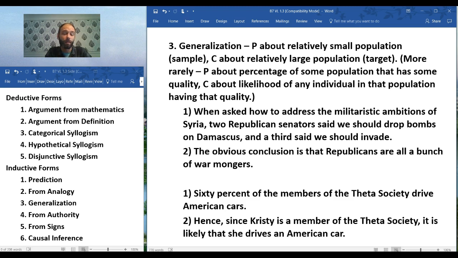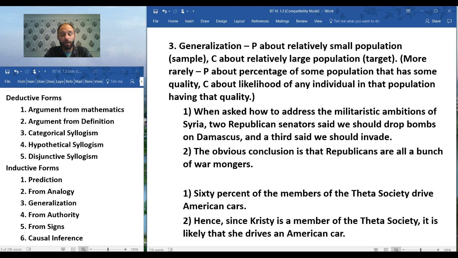More rarely, a generalization can have a premise that's about the percentage of some population that has some quality, and the conclusion about the likelihood that any individual in that population has the same quality. So that's all really abstract, but let's look at some specific examples here.